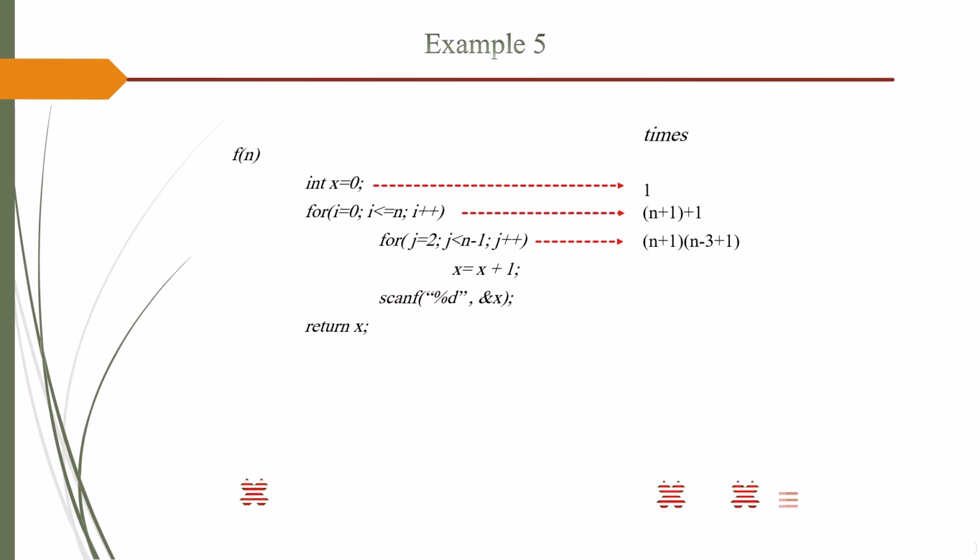The number of entries into the first loop is n plus 1, and the number of entries into the second loop is n minus 3. When these two values are multiplied, they give us the number of times this statement is repeated.